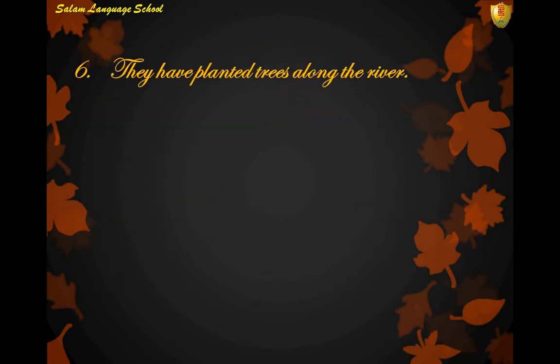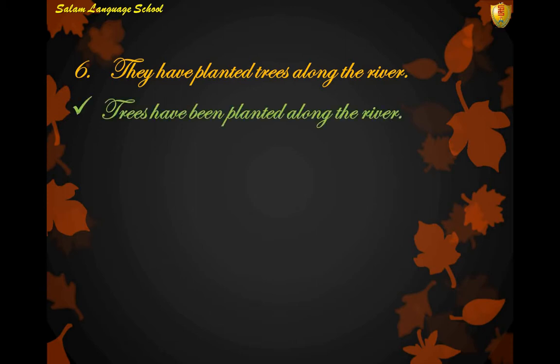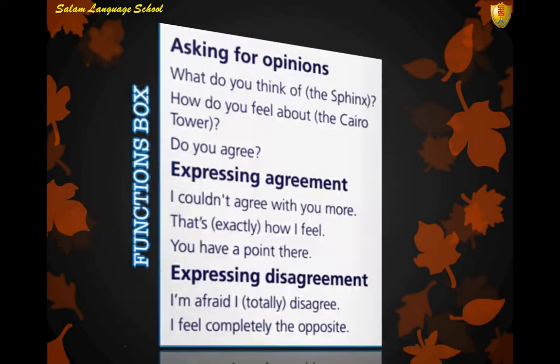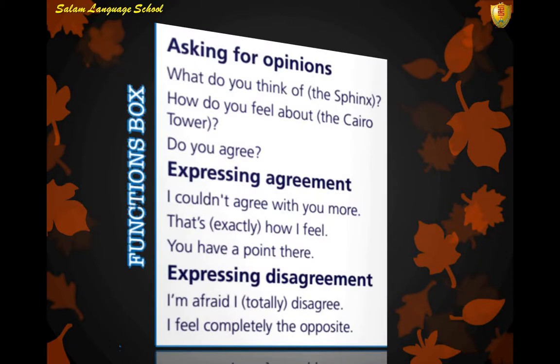Number 6, they have planted trees along the river. We start the answer with the word trees. Trees have been planted along the river. The functions box. The functions box is about asking for opinions and expressing agreement or disagreement. If you want to ask for opinions, you can ask 3 questions. You have 3 forms here.